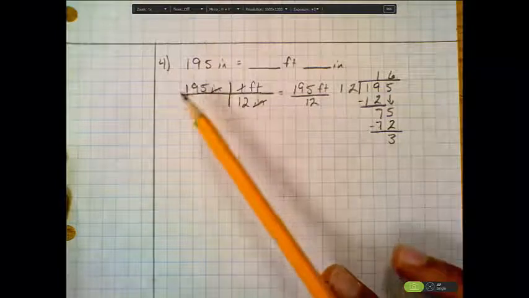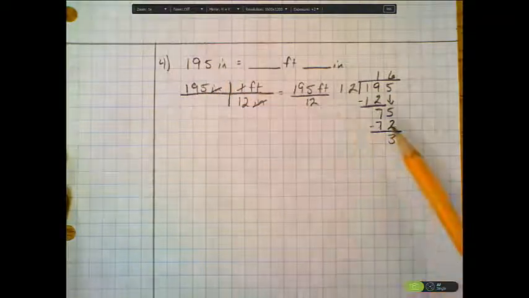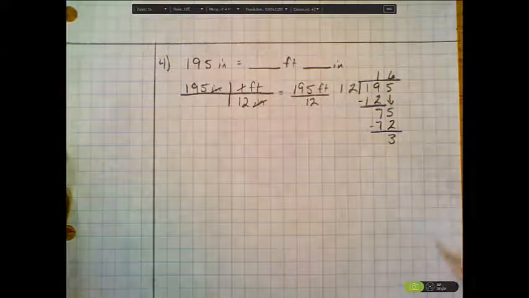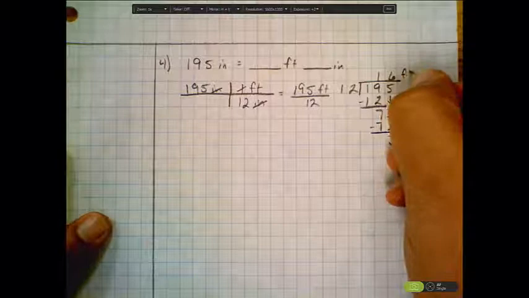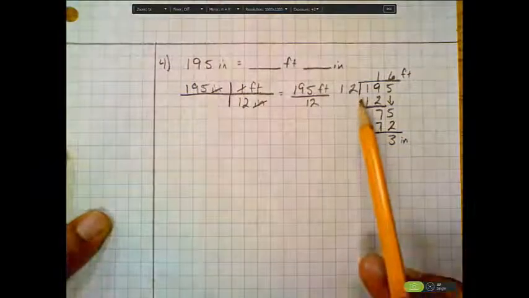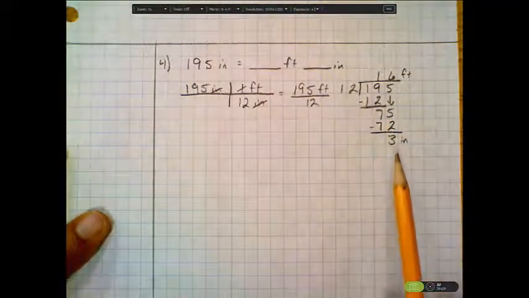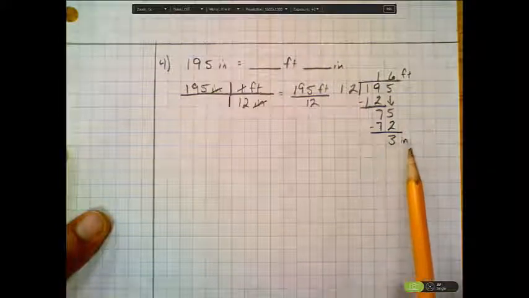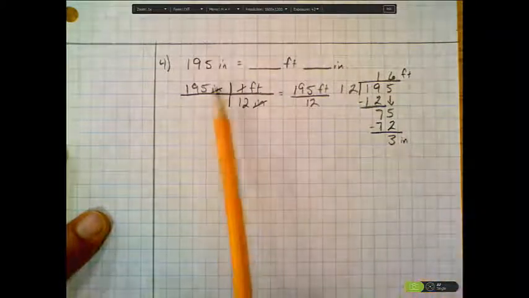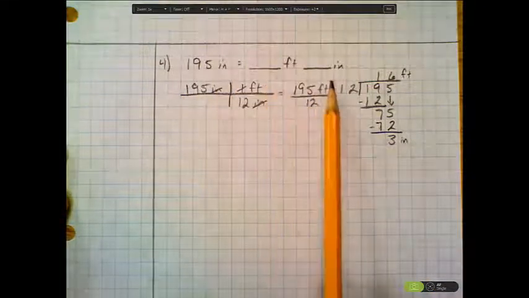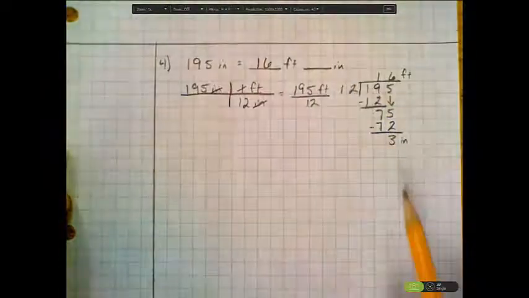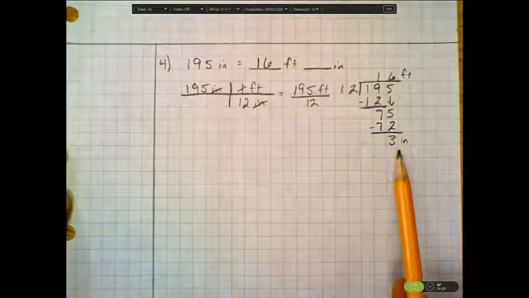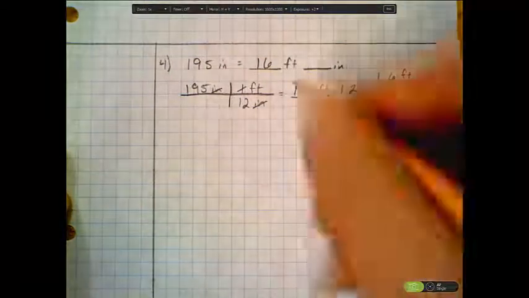Since we started off with 195 inches, that remainder is also in inches. So we have 16 feet for our answer because we divided by the 12, and anything that's left over is going to be in inches. And so if they ask you to take the 195 inches and convert it into feet and inches, the top part of your answer is going to be the feet, 16, and the remainder is going to be the inches.